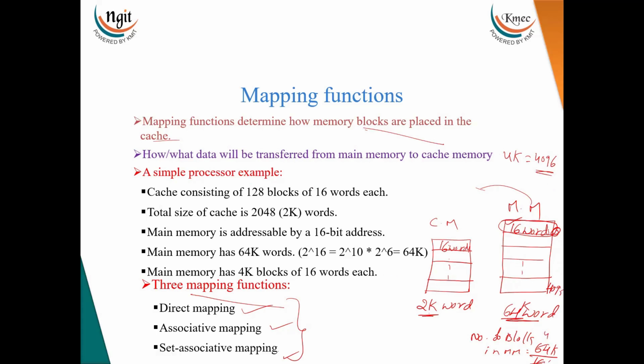Similarly, in the cache, each block consists of 16 words and the total cache memory is 2 kilo. The number of blocks in the cache memory is equal to 2 kilo divided by 16 words. If you calculate, you will get 128 blocks. The first block is 0 and the last block is 127, so a total of 128 blocks are there in the cache. With this knowledge, we are going to analyze these three mapping techniques in the next lecture.